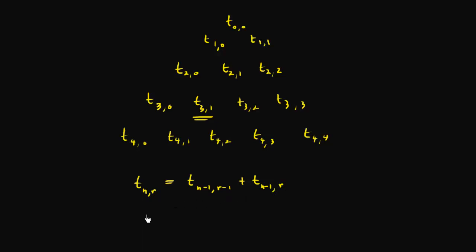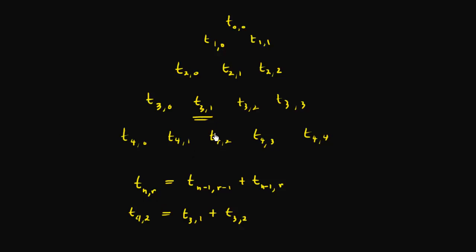So for instance, let's see here. If we wanted to figure out what T sub 4 comma 2 was, if I wanted to rewrite T sub 4 comma 2 in another way, so this is the number with row number 4, diagonal number 2. Well, that would be equivalent to T sub 3 comma 1 plus T sub 3 comma 2. And if we check in Pascal's triangle, is it true? So we followed this formula, and is it true in Pascal's triangle?